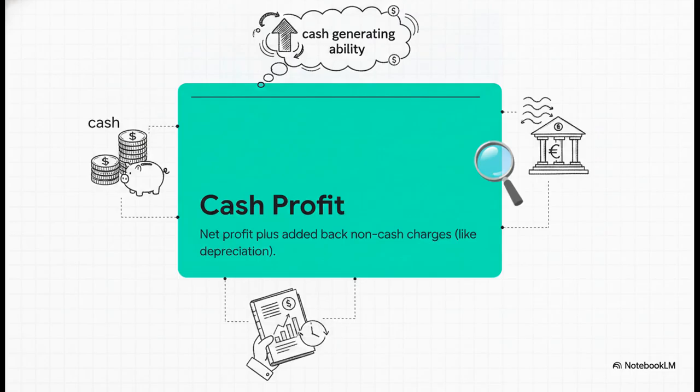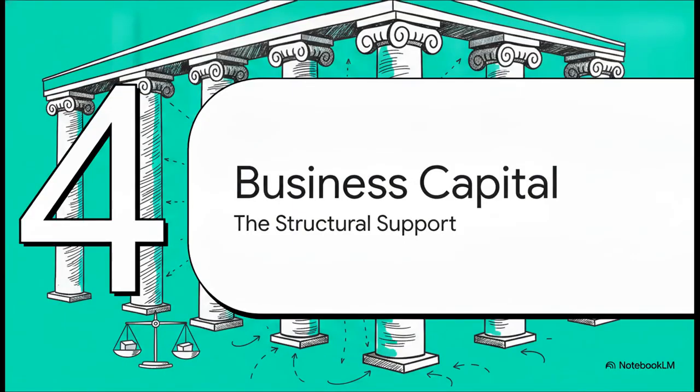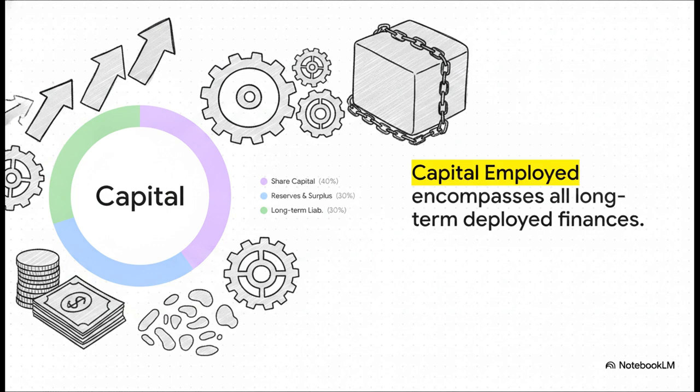It's reality versus paper. It completely separates theoretical accounting earnings from the actual physical money flowing into the corporate treasury. Section 4. Understanding business capital. The structural support. Okay, capital employed isn't just the initial money the owners pitched in at the very beginning. It's the total financial muscle deployed by the enterprise.